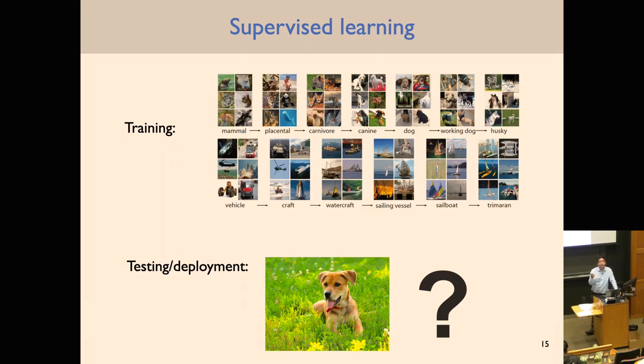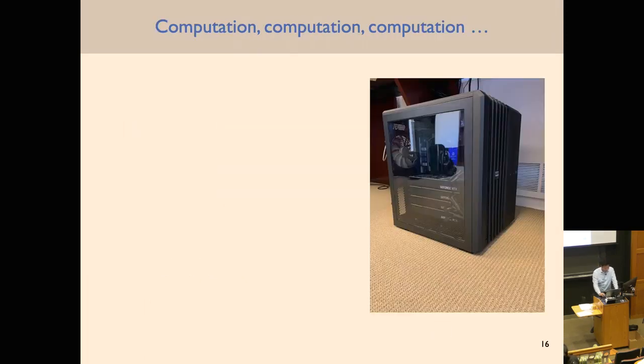And then at test time, when you actually deploy this learned system, you can give it a new image that was not part of your training data set, and then you can ask what's the corresponding label, and you basically apply your learned function to get some prediction about what the label is. All right, so that's one major factor that's made modern machine learning really successful.